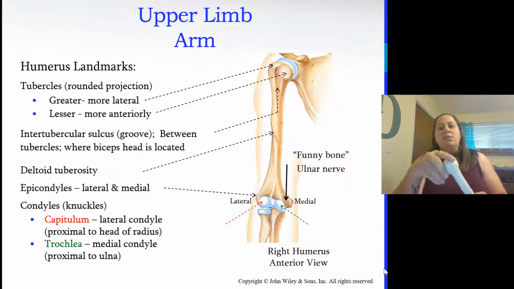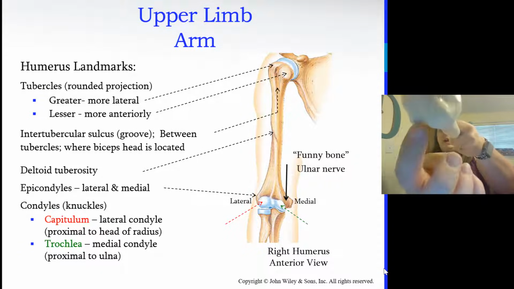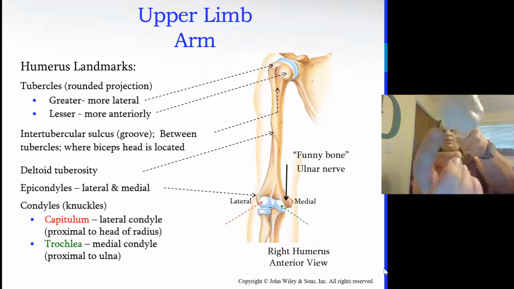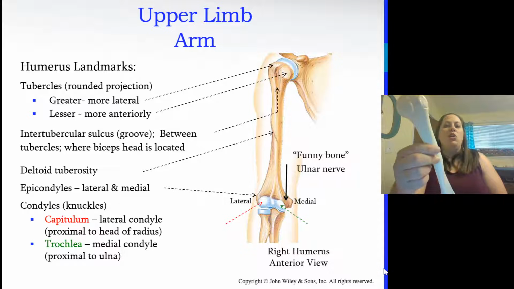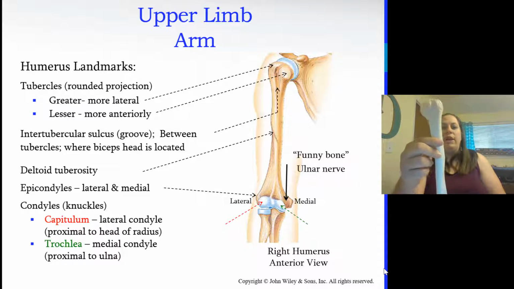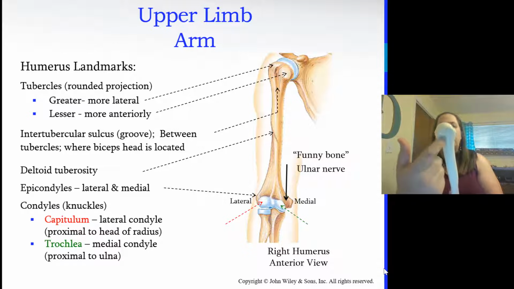Now, some landmarks or markings you need to know on the humerus. We do see that you have the tubercles, these two rounded projections that are located here. In between them is the sulcus. So we see the sulcus running in between those. You have the greater and the lesser. The greater is just more lateral and the lesser is more anterior. That intertubercular sulcus or groove is between the tubercles, and this is actually where the head of the biceps muscle is going to be located.